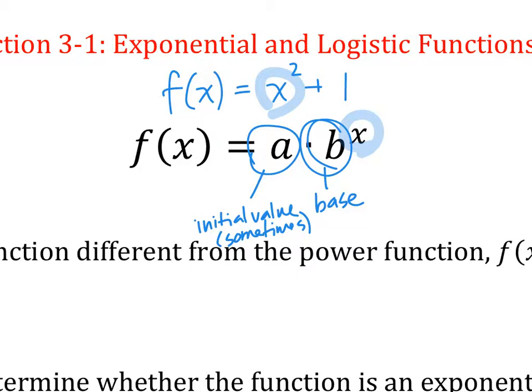All right, now the base. The base can only be positive. If it's negative, it's not an exponential function anymore. It goes up and down like this. It's very strange. Only when it's positive, we have an e to the x graph, that kind of exponential graph.